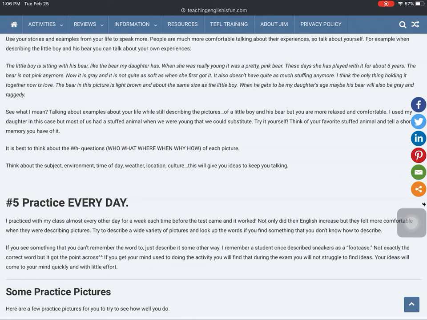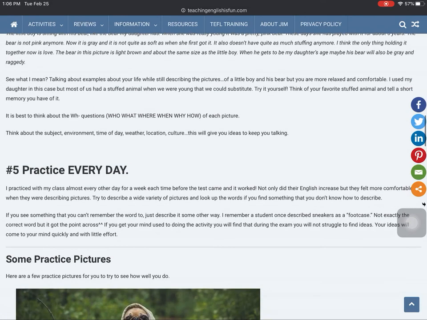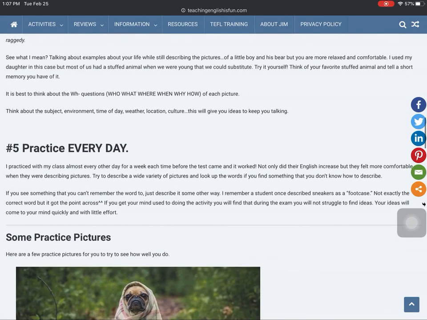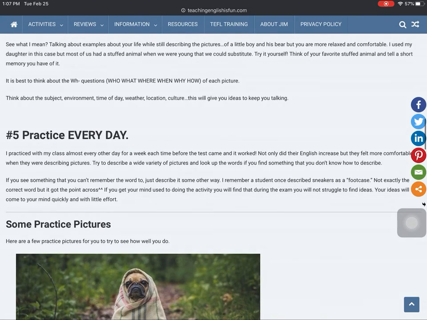So, see what I mean right there? So talking about examples about your life while still describing the pictures of, in this case, a little boy and his bear, you're more relaxed and more comfortable. I use my daughter in this case, but most of us have had a stuffed animal when we were young, so we could substitute that.